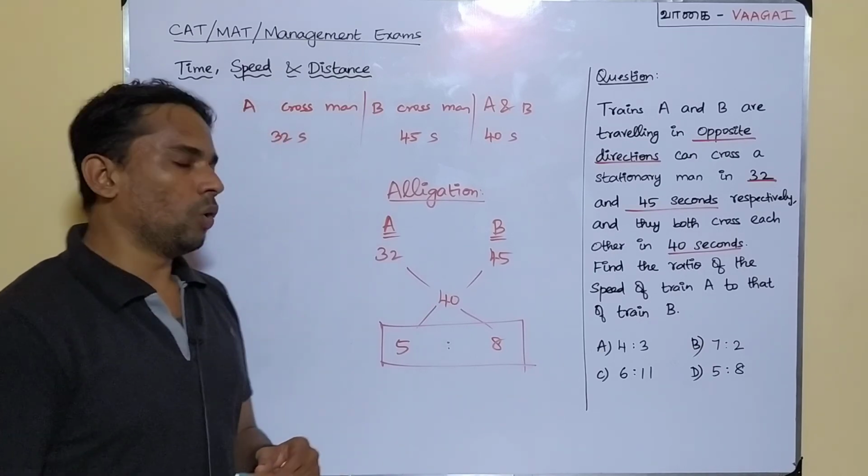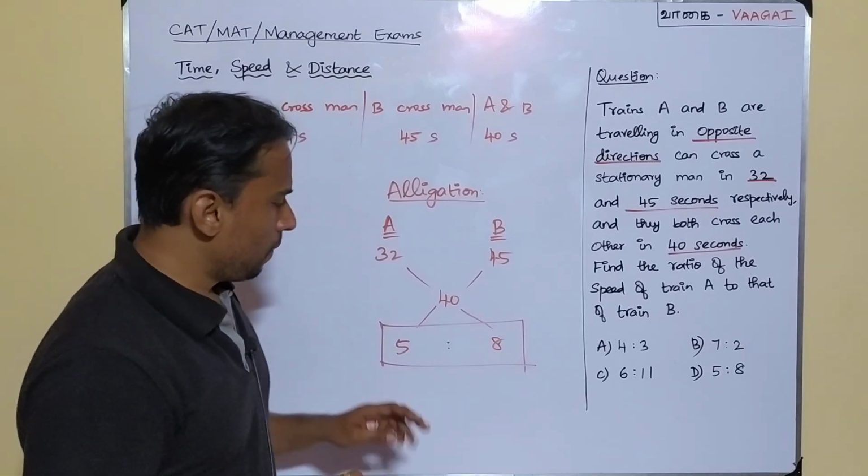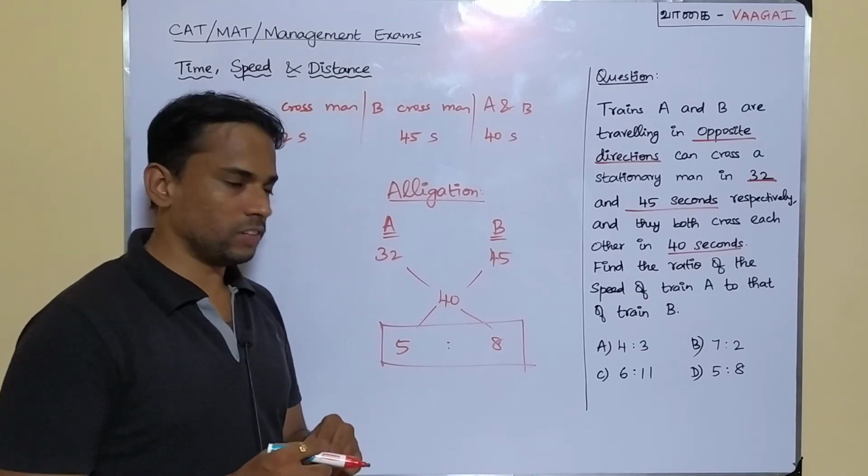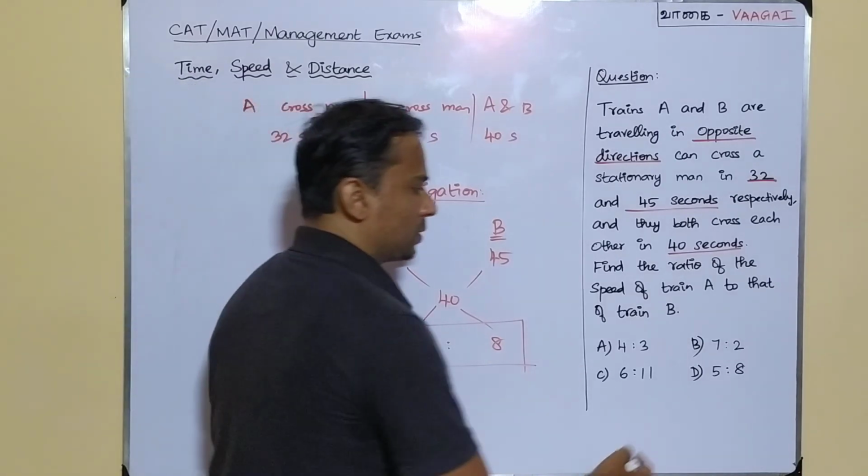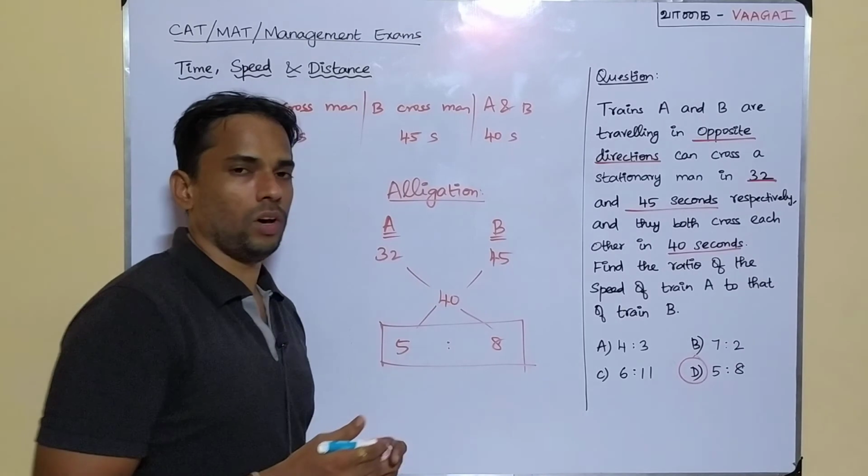Hope you enjoyed this easy shortcut method. However, the answer we got here, 5:8, is available at option D. Option D, 5:8, is going to be the answer for this question.